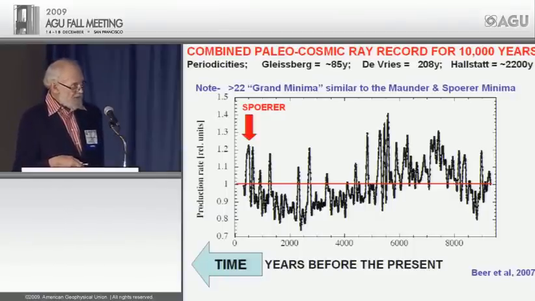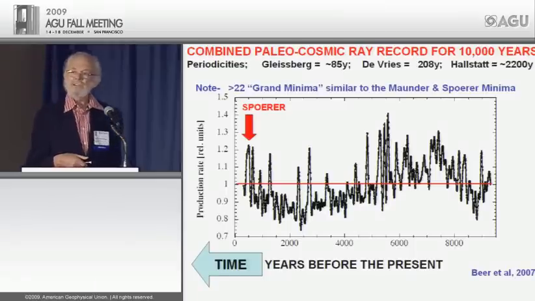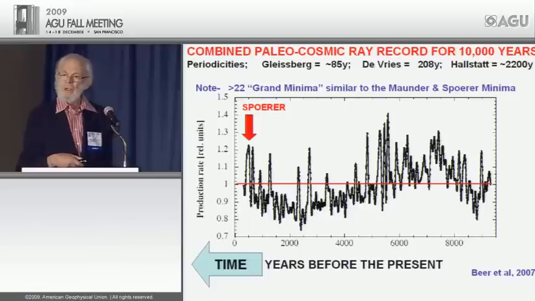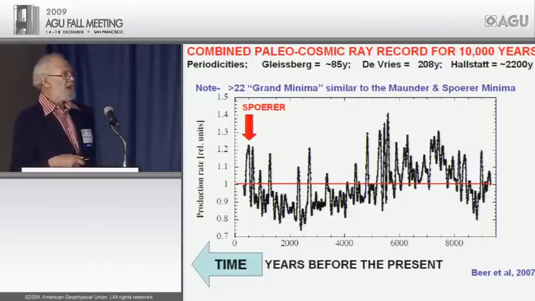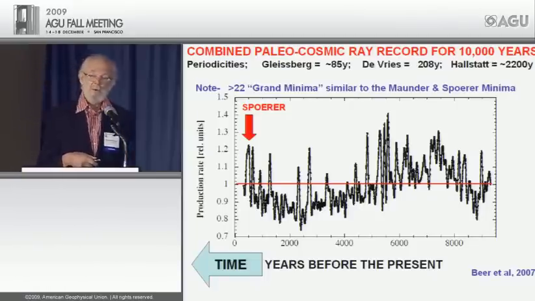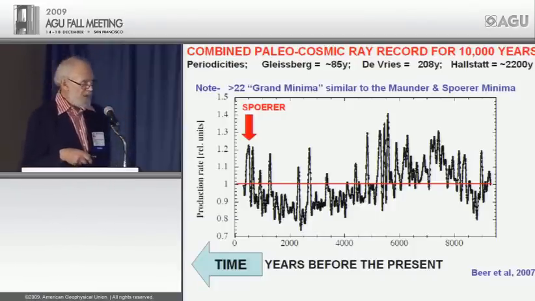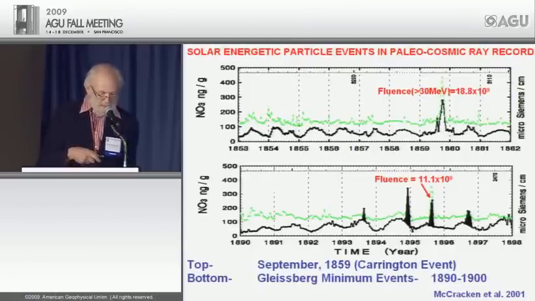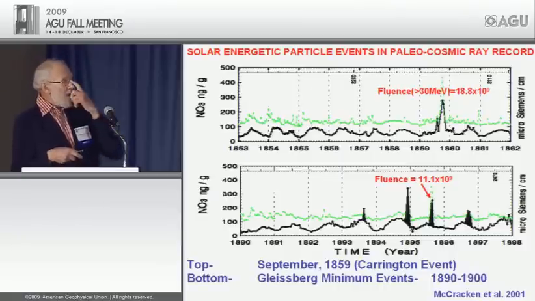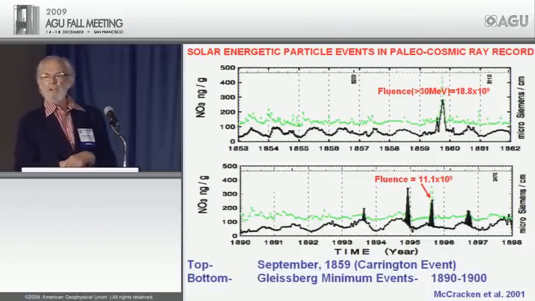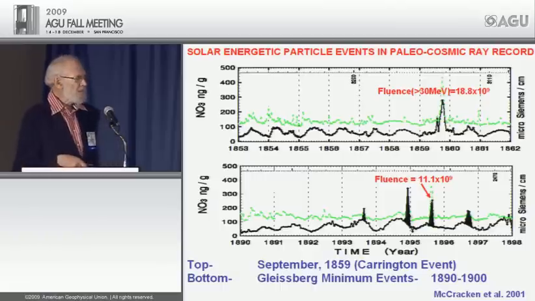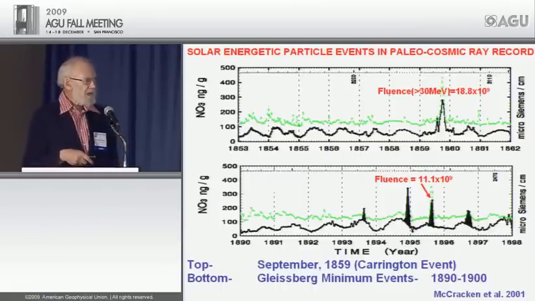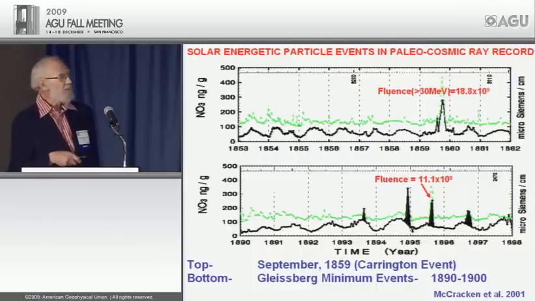And just for reference, these low values through here are because the geomagnetic moment was about 20% higher then than now. So that's showing us both what the cosmic rays were doing, but just as a check, you can see what the geomagnetic field was doing. Next, please. Now I'm going to change quickly, very briefly, to the question of solar energetic particle events. The paleocosmic ray record does include such signals.